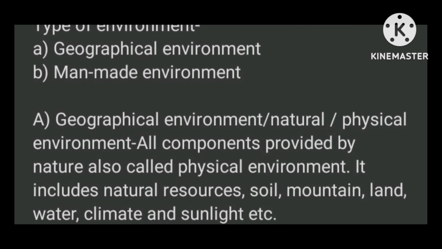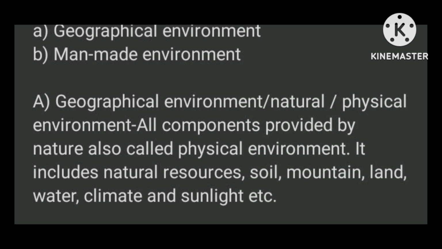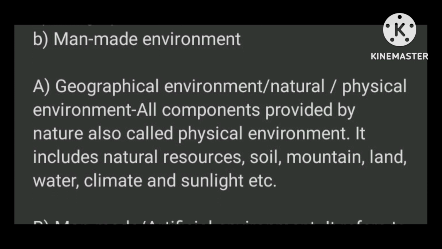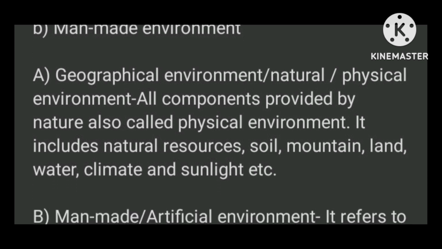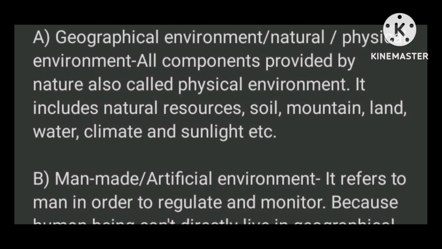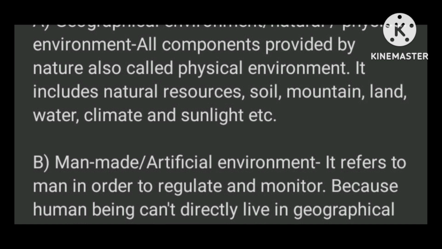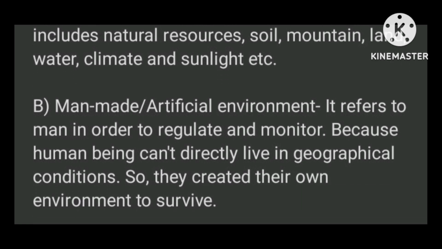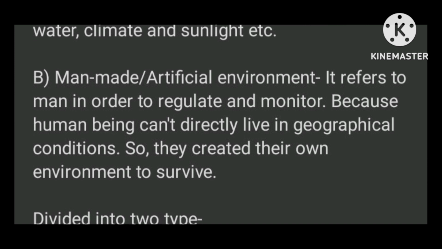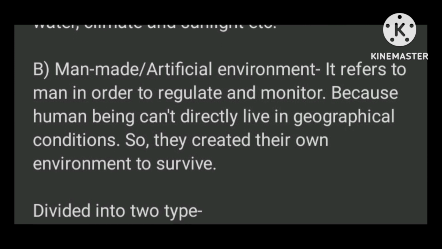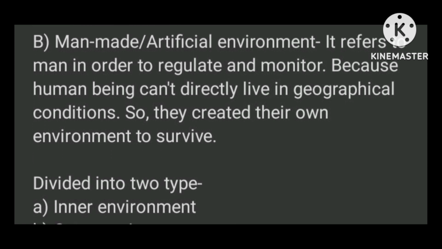B. Man-made environment. A. Geographical environment: natural physical environment. All components provided by nature, also called physical environment. It includes natural resources, soil, mountain, land, water, climate and sunlight, etc. B. Man-made artificial environment. It is created by man in order to regulate and monitor.